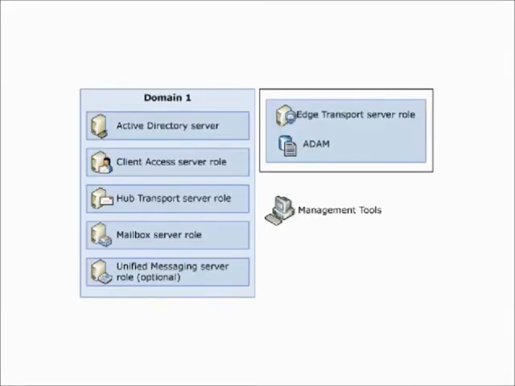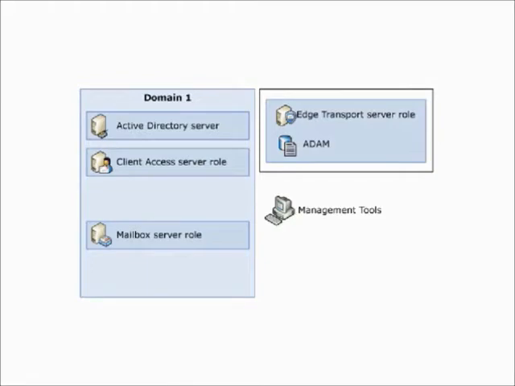2007 and 2010 have 5 server roles: Edge, CAS, Hub, Mailbox and Unified Messaging. With 2013, the Edge is still a standalone role. Unified Messaging is no longer a role as its components are incorporated into every Mailbox server. The CAS role still exists, but it's different to the existing CAS. The Hub transport role has been broken down and now there's a front-end transport part on the CAS and the back-end transport on the Mailbox.